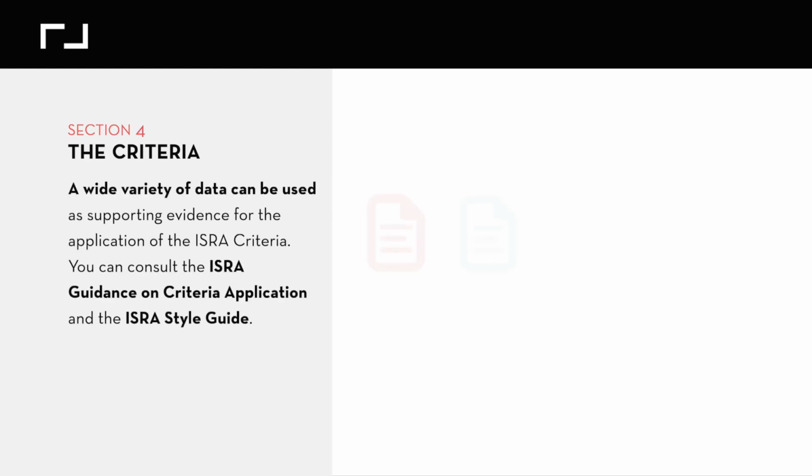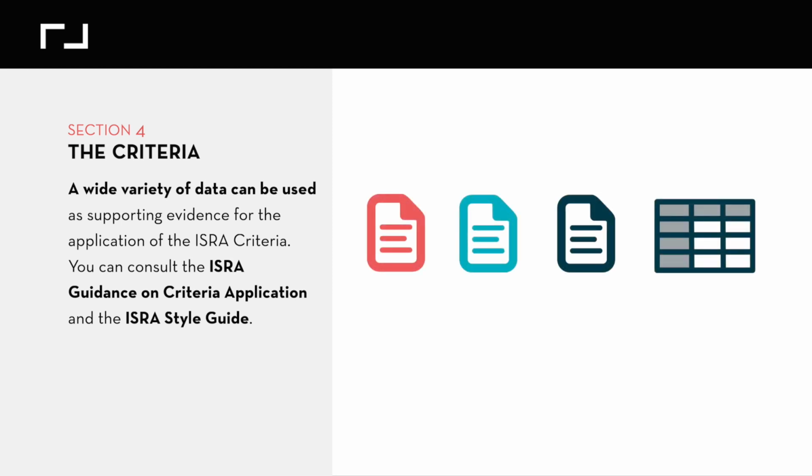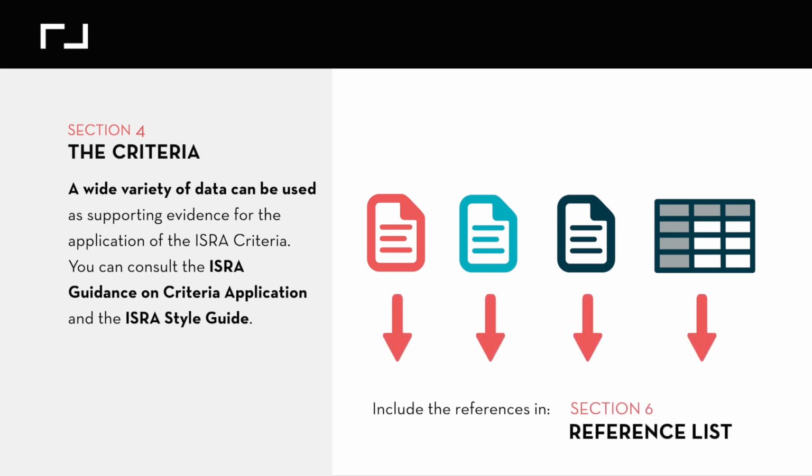A wide variety of data can be used as supporting evidence for the application of the ISRA criteria. You can consult in the ISRA Guidance on Criteria Application and the ISRA Style Guide the data sources that can potentially be used to support each criteria and how to present this evidence in the preliminary area of interest submission form. It is very important to provide citations for all the information used in this section and include in Section 6 a references list.